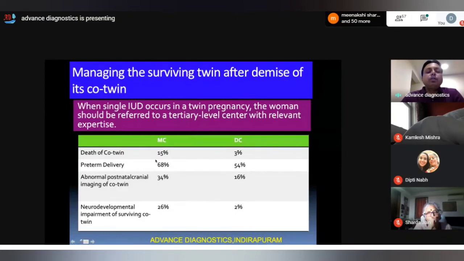Because if there is a death of a co-twin, which occurs in 15% of cases of monochorionic and 3% of cases of dichorionic twins, then the chance of preterm delivery is 68%, again more in monochorionic twins. Abnormal postnatal cranial imaging of co-twins is also more, and neurodevelopmental impairment of the surviving co-twins is also there. That is why you should assess these fetuses again at 2 years of age to see what kind of neurodevelopmental impairment they have.